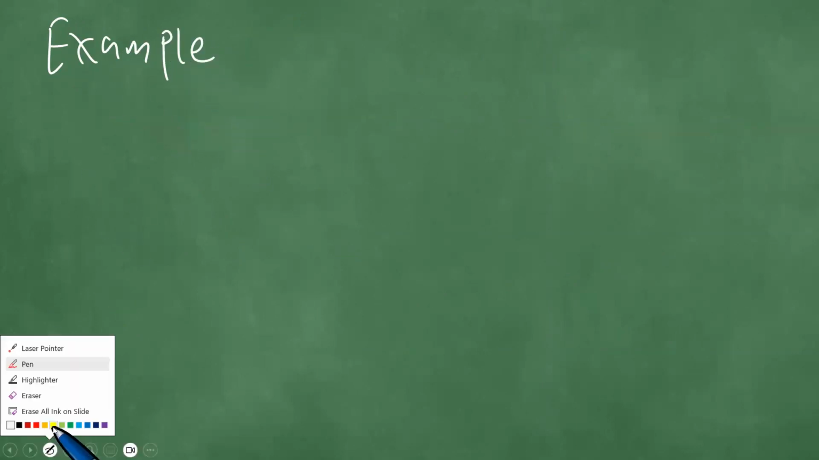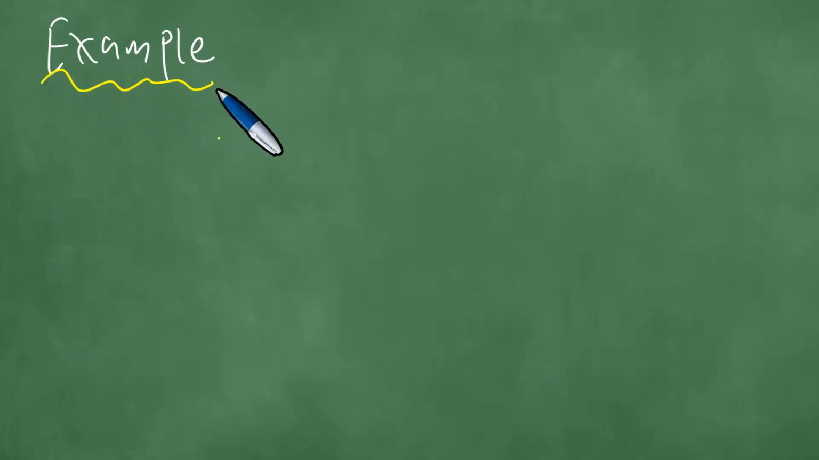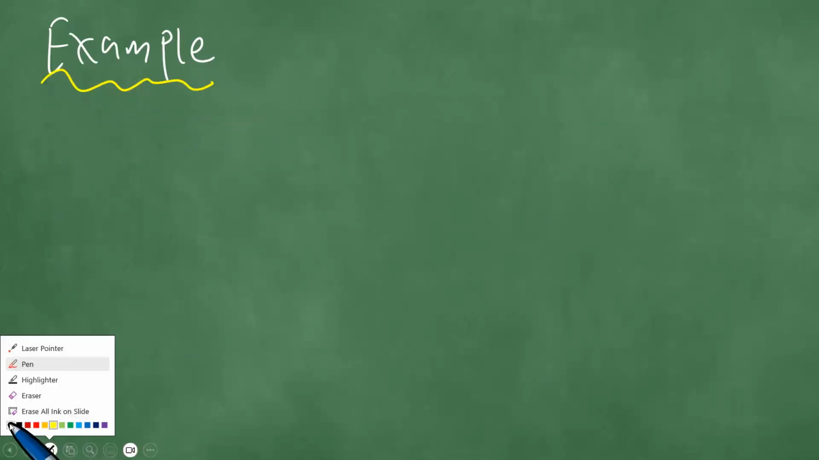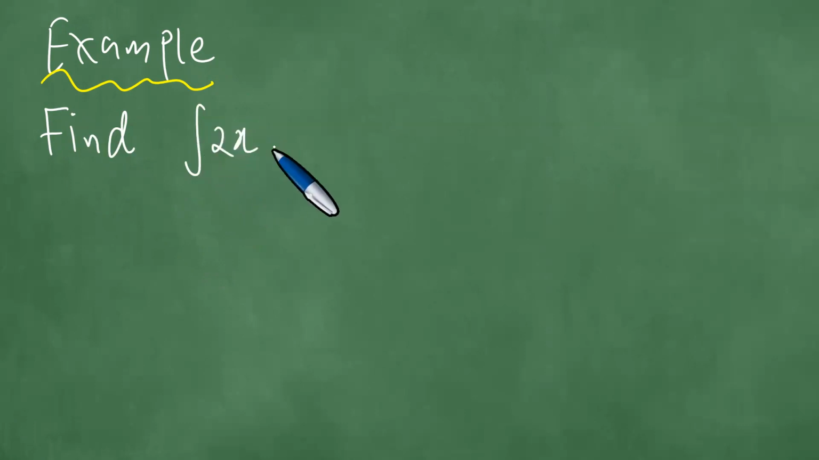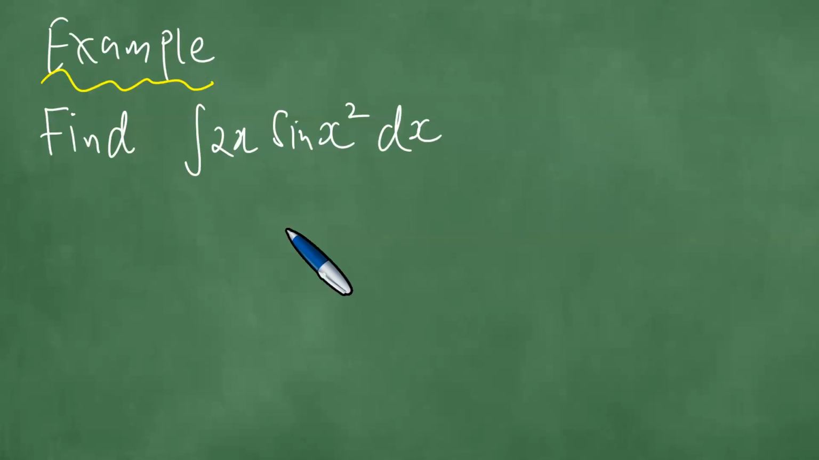This example is an example that focuses on calculus. And it says find the integral of twice x, the sine of x squared dx. The question becomes, how do we do this?